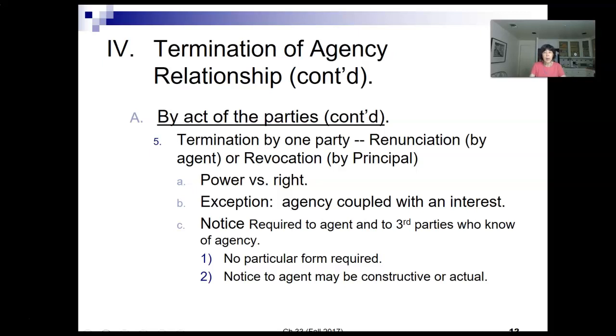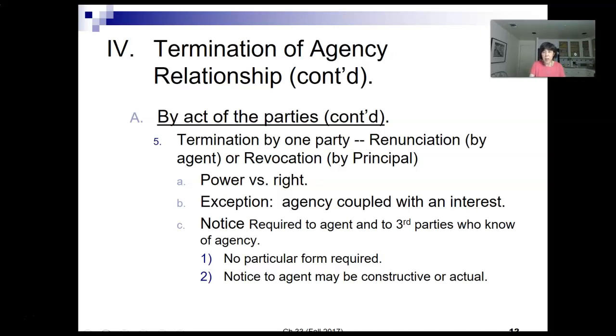All right. Now, there are some other terms that you might use to describe when one party terminates the agency. I don't ask you to learn these terms for purposes of our class, but in case you're interested, I have them on the screen. They are renunciation, when it's the agent who wants to walk away, and revocation, when it's the principal who wants to walk away. All right.